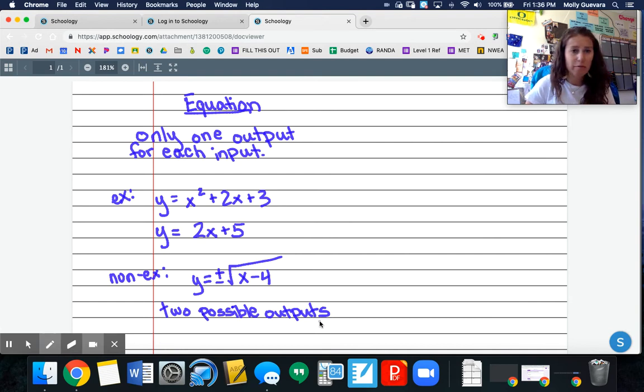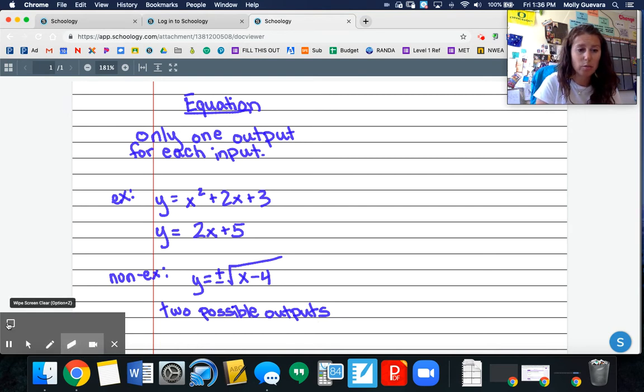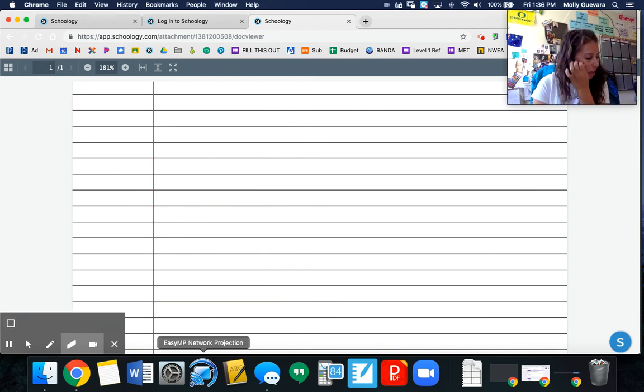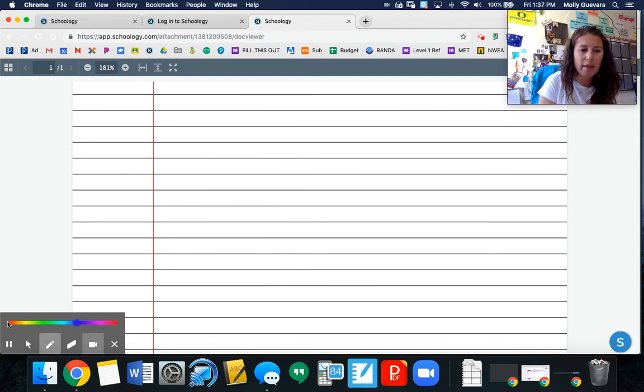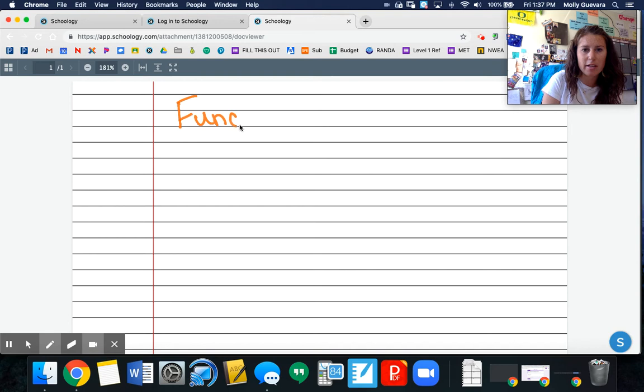Okay, so that's what a function looks like within a graph, a table, and an equation. Now we're going to get more into what we can do with our functions. But before we do that, we are going to talk about function notation. So just real briefly, we're going to talk about function notation.